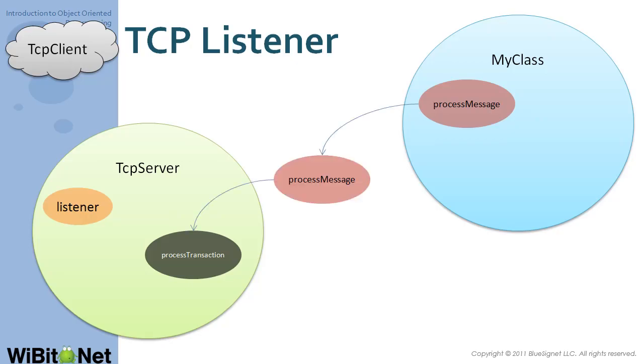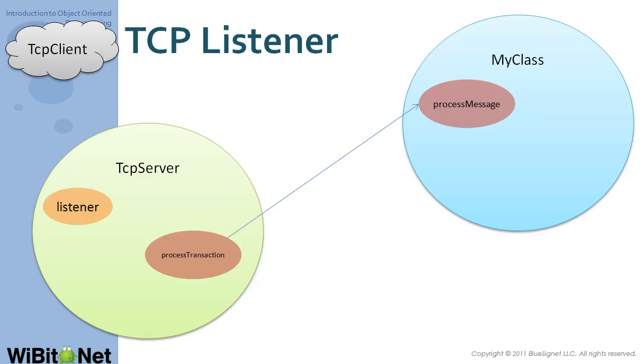So my class sends the location of process message over to the TCP server's process transaction delegate pointer. So process transaction now has the location of the method in my class, process message. Wow. Very cool. There's your delegate. There's your agent. Yep. You sent your agent, and now he's occupying the foreign country.